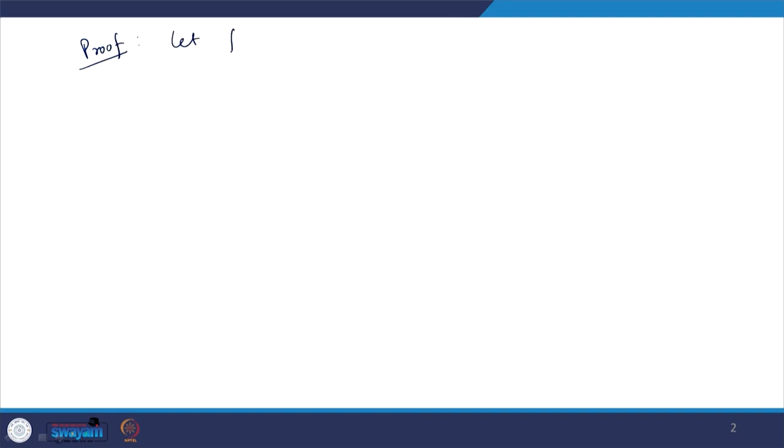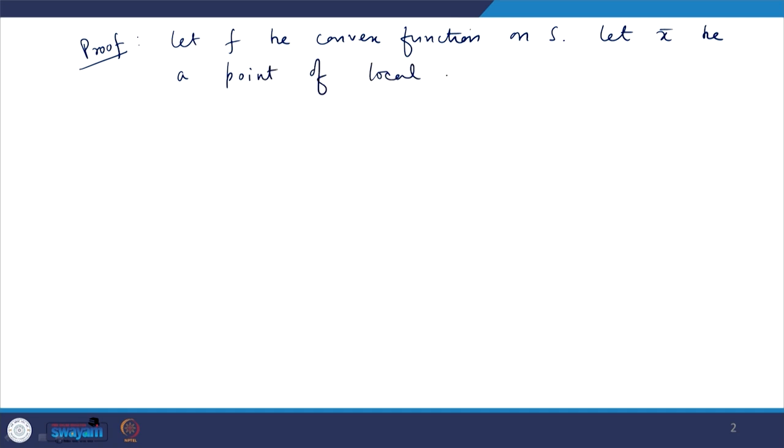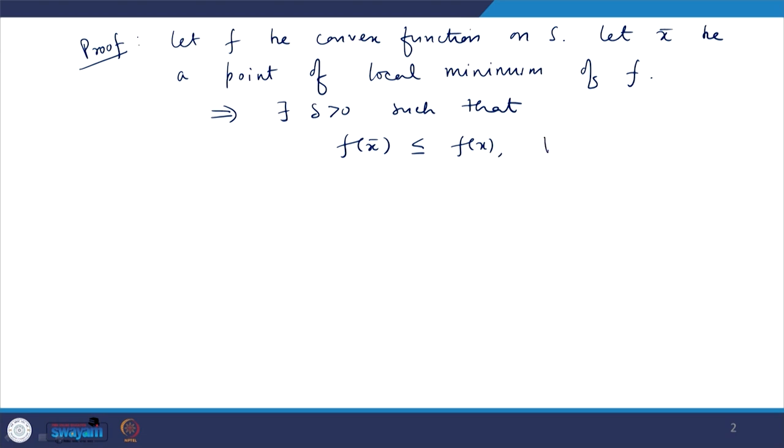Let f be a convex function on S. Now let x bar be a point of local minimum of f. If x bar is a point of local minimum, then there exists some delta greater than 0 such that f x bar is less than or equal to f x for all x belonging to the delta neighborhood of x bar intersection with S. Suppose this expression is 1. Now we have to show that x bar is a point of global minimum. We will prove the result by the method of contradiction.